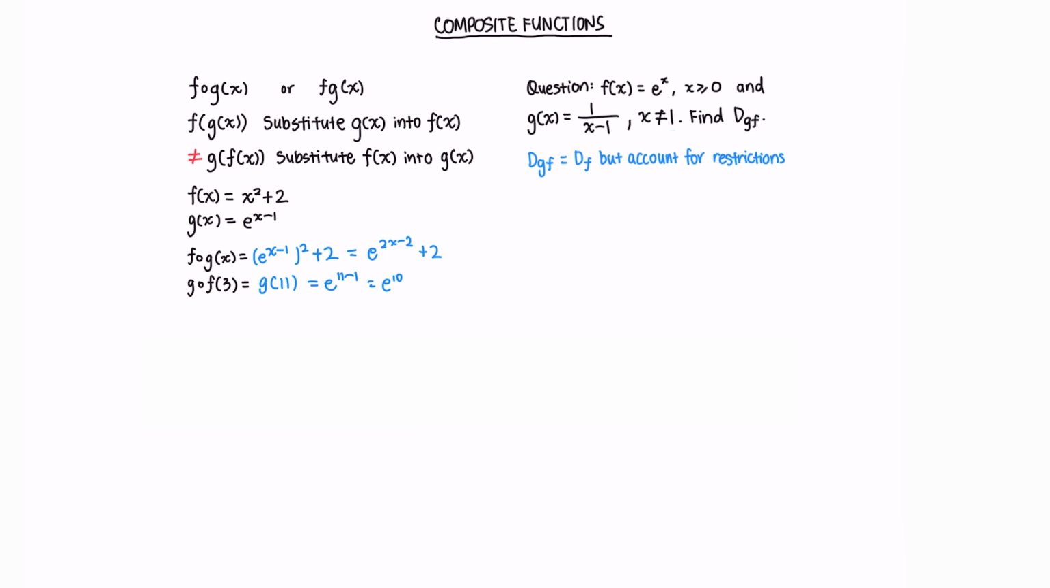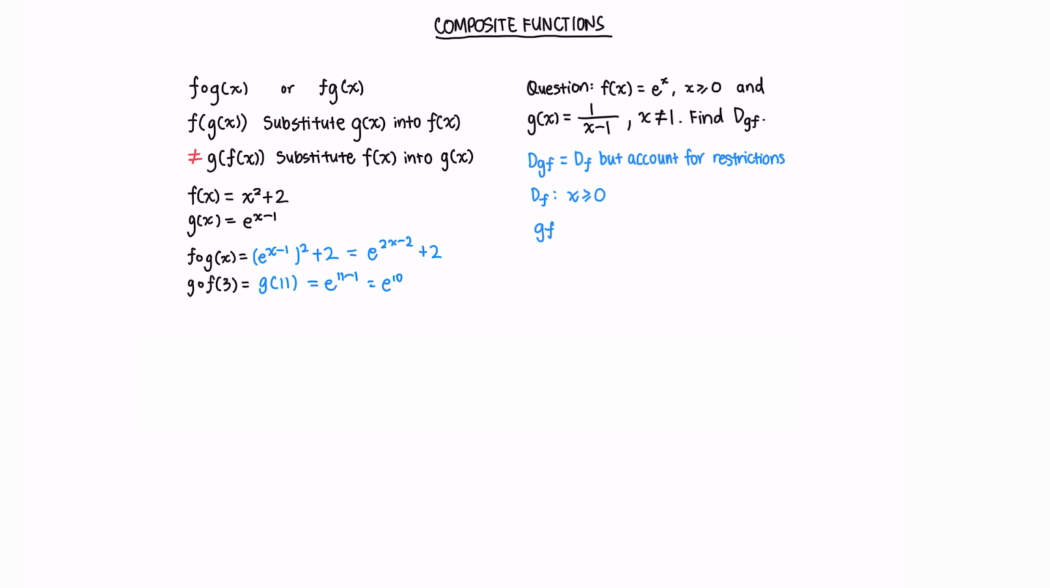So actually the domain of a composite function will be equal to the domain of the inside function. So the domain of gf will be equal to the domain of f. But we have to account for restrictions. Okay, what does that mean? Let's first try it out. Okay, domain of f is x is greater than or equal to 0.